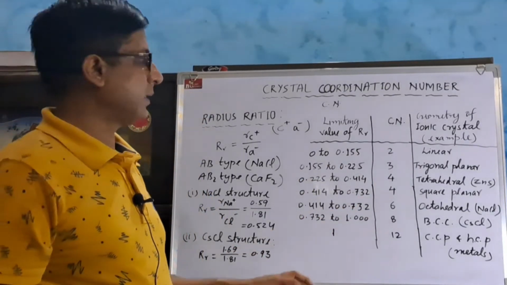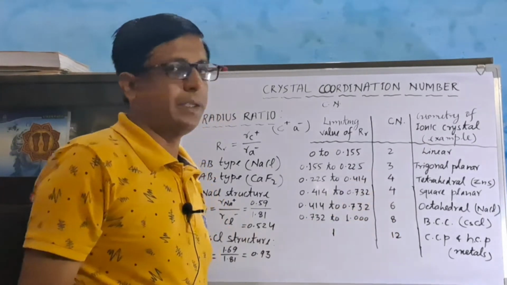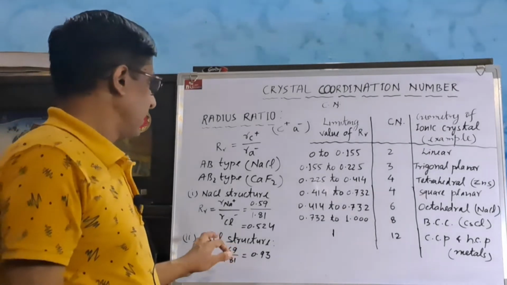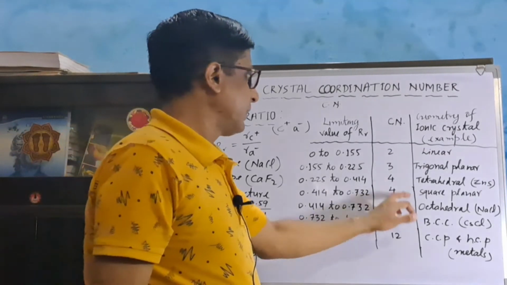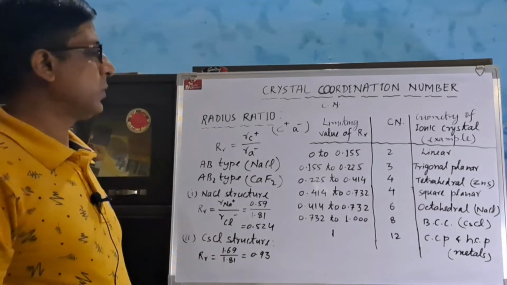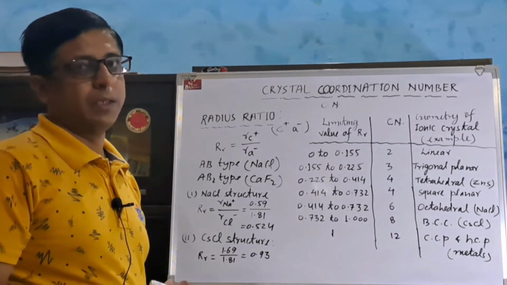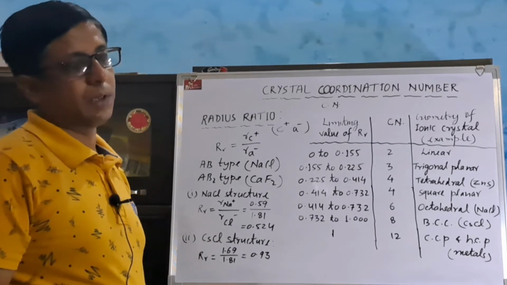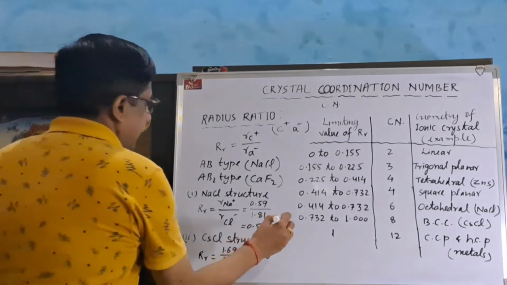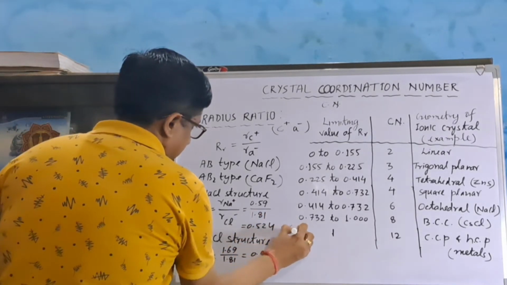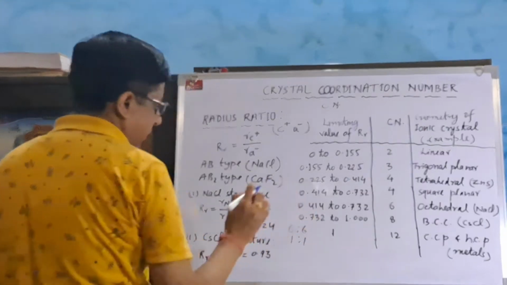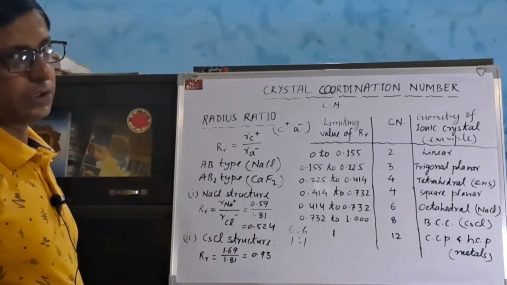By X-ray studies, it has been found that NaCl, sodium chloride, has an octahedral structure. It means that each sodium ion is surrounded by 6 chloride ions, and similarly each chloride ion is surrounded by 6 equidistant sodium ions. Therefore, the coordination number of sodium chloride is 6:6 and the stoichiometry is 1:1.